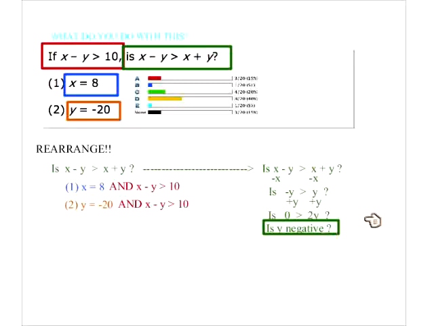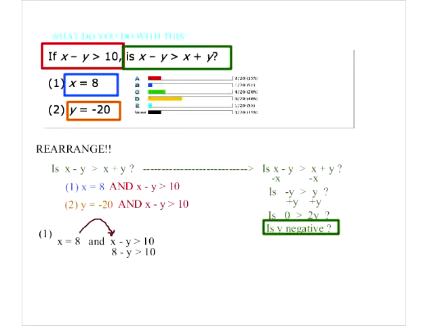All right, so the real question to answer here is whether y is negative or not. So statement 1: you've got x equals 8 and x minus y is greater than 10. So you can just substitute x into it. The value of x is 8, so 8 minus y is greater than 10.